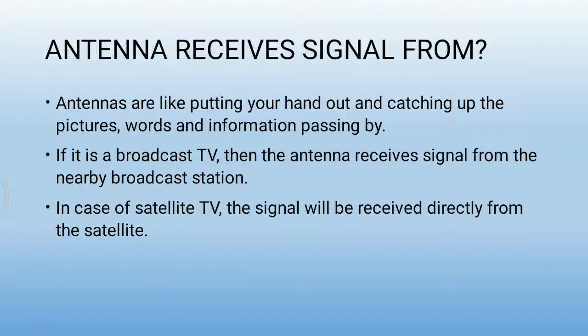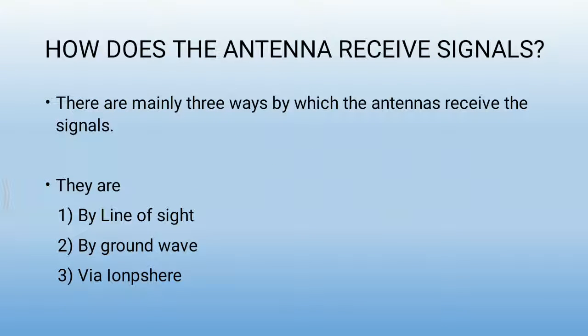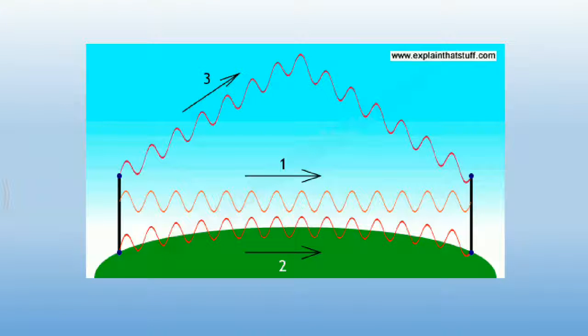And this is its circuit diagram. How does the antenna receive the signal and where does it come from? Antennas are like putting your hand out and catching the pictures, words, and information passing by. If it is broadcast TV, then the antenna receives the signal from a nearby broadcast station. In the case of satellite TV, the signal is received directly from the satellite. There are mainly three ways by which the antenna receives signals: by line of sight, by ground wave, or via the ionosphere. The first wave represents line of sight transmission, the second wave represents ground wave transmission, and the third wave represents ionosphere transmission.